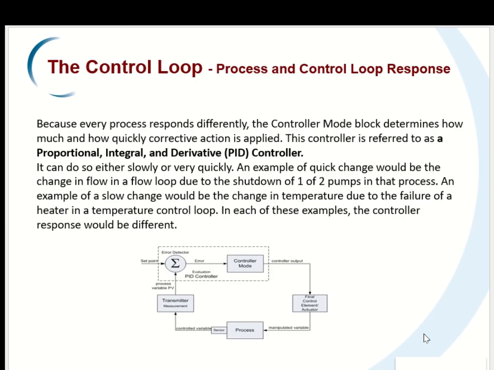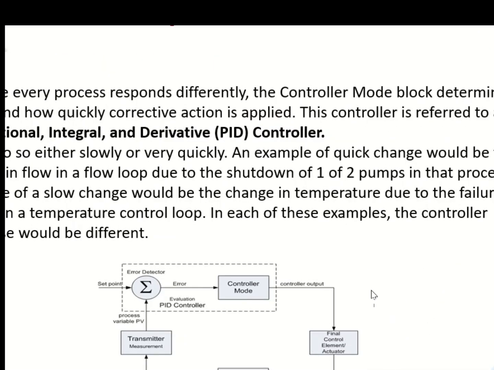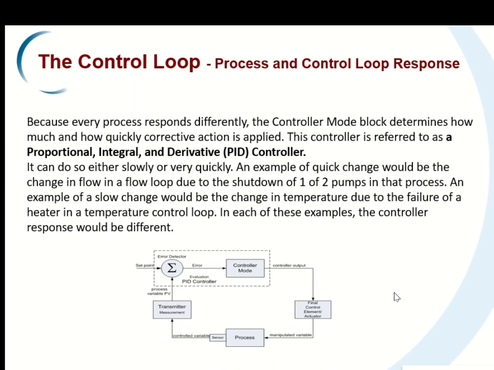Again, I'll just zoom in on the diagram. Here you can see a similar diagram to the previous one, but with some description, because every process responds differently. The control mode block determines how much and how quickly corrective action is applied. This controller is referred to as a proportional, integral, and derivative controller. It is called a PID controller, which is very common in the process plants. We mostly go with PID controllers, and it can act either slowly or very quickly.